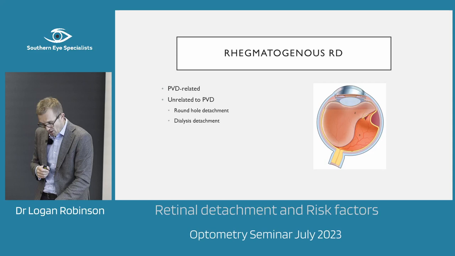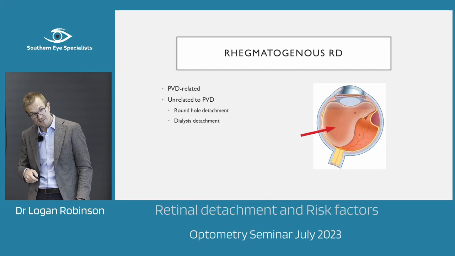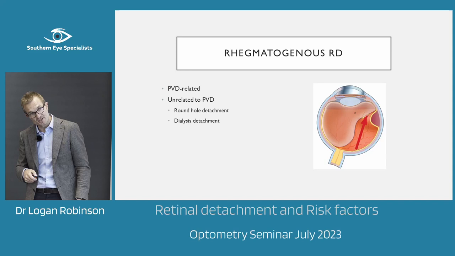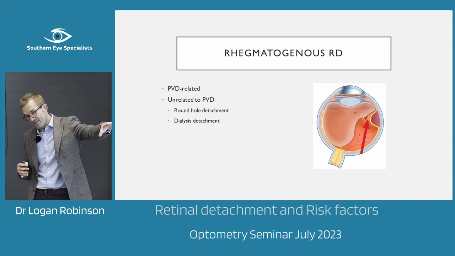One other thing was, what you need to get a detachment, we need three things. You need liquefied vitreous, you need traction, and a full thickness tear. So if you've got traction on a tear and liquefied vitreous, you can get that fluid going in and under the retina. So you really need all three, and even though these non-PVD ones don't have the PVD traction, there's usually some little bit of traction that's gone on to allow it to detach.